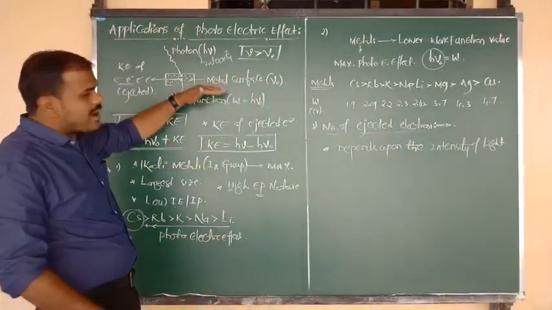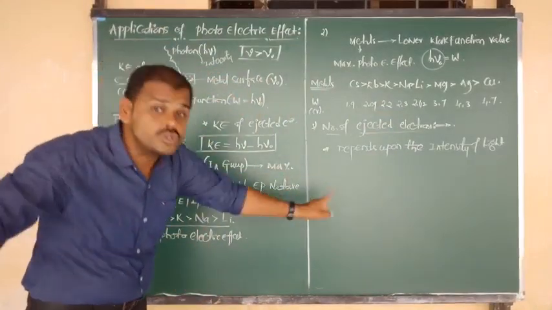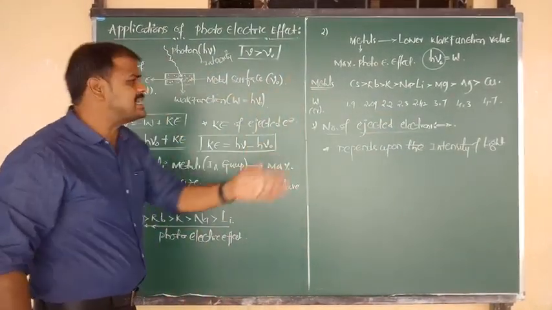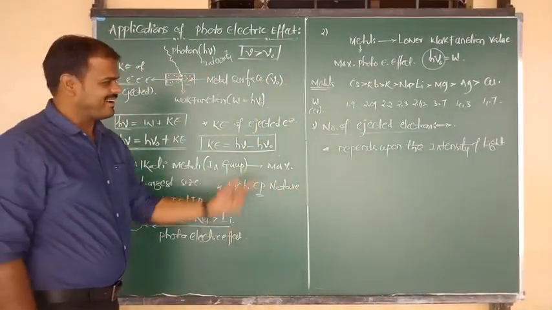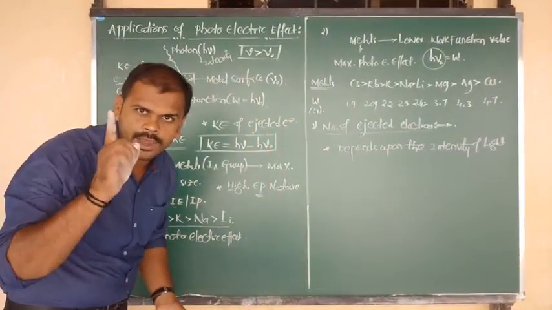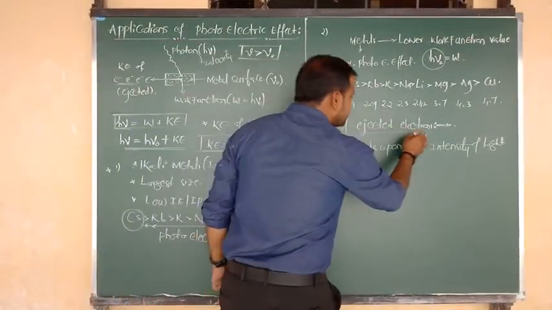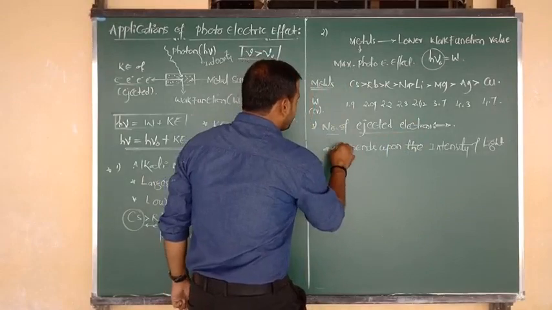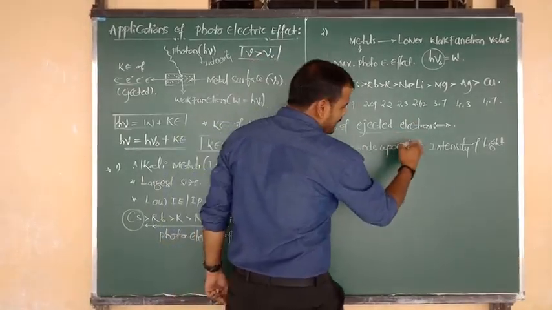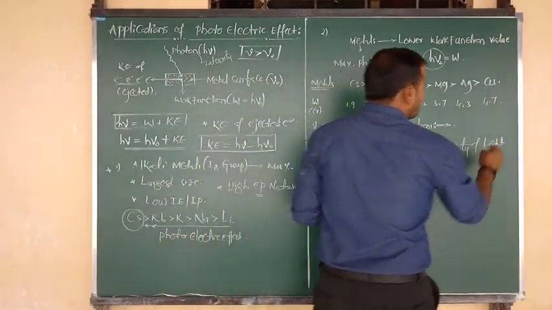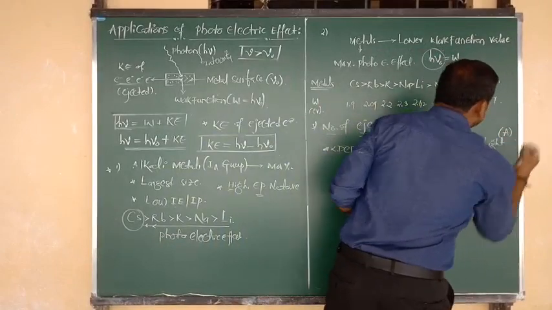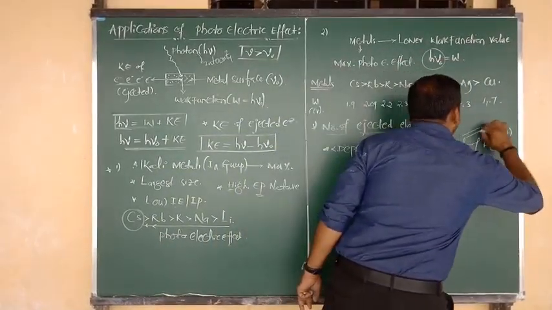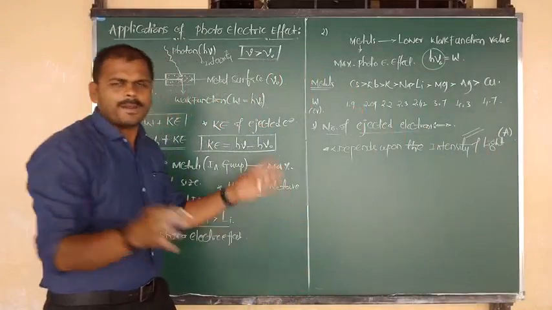As the intensity, the brightness of light, increases, it releases a greater number of electrons, directly proportional. So the number of ejected electrons depends upon the intensity of the light, or we can say the amplitude of the light. Both are directly proportional.